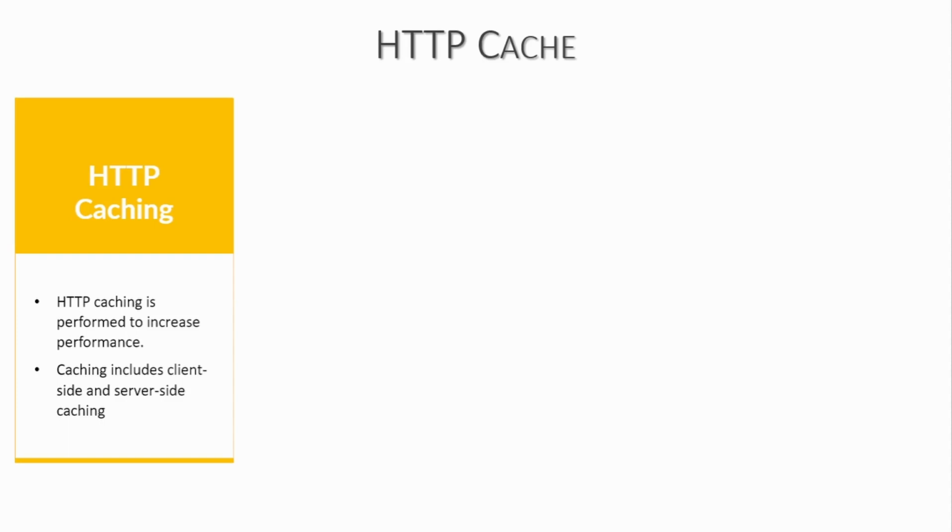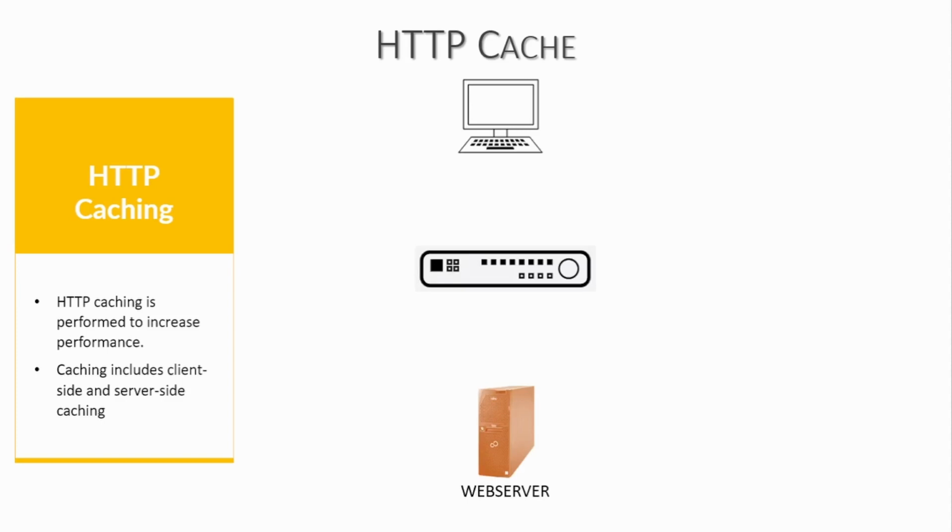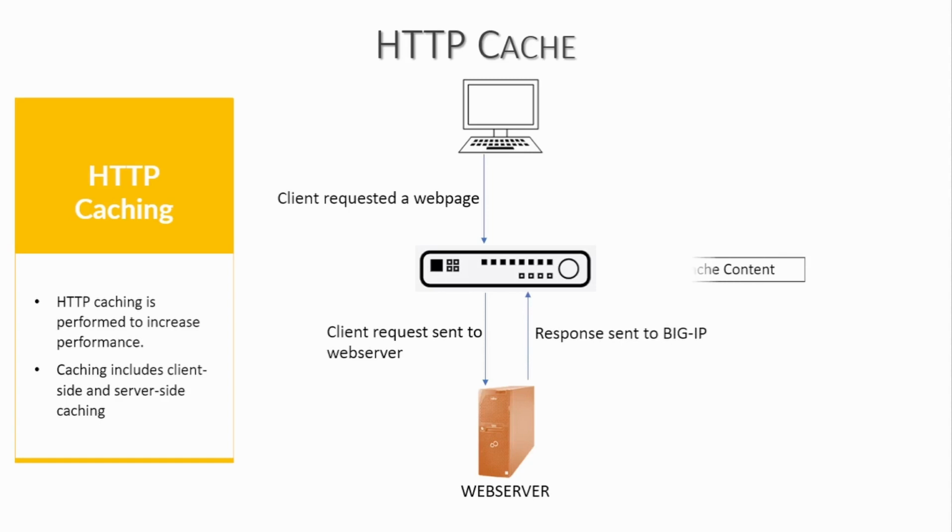F5 caching is considered server-side cache, and server offloading is the primary focus. So here we have the client, the web server, and the BIG-IP in the middle. In this example, first the client will request a web page. The BIG-IP will receive this request and then send it to the web server. The web server will send the response back to the BIG-IP. The BIG-IP will cache the content of this response. For example, if it's an image, it will cache this image and then send back the response to the client.